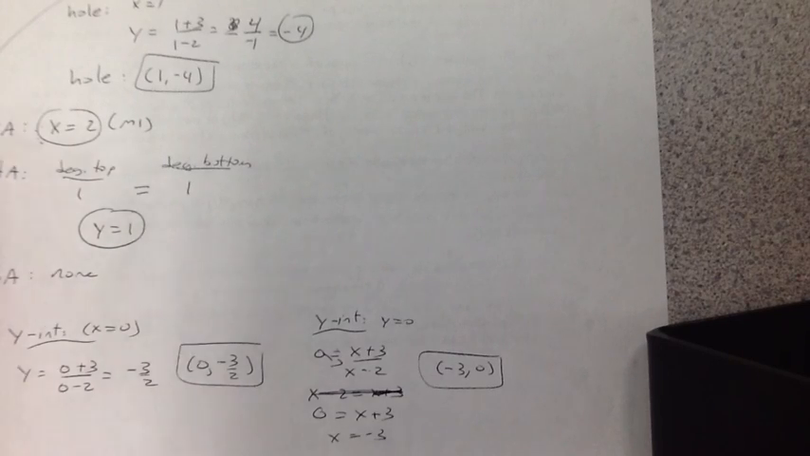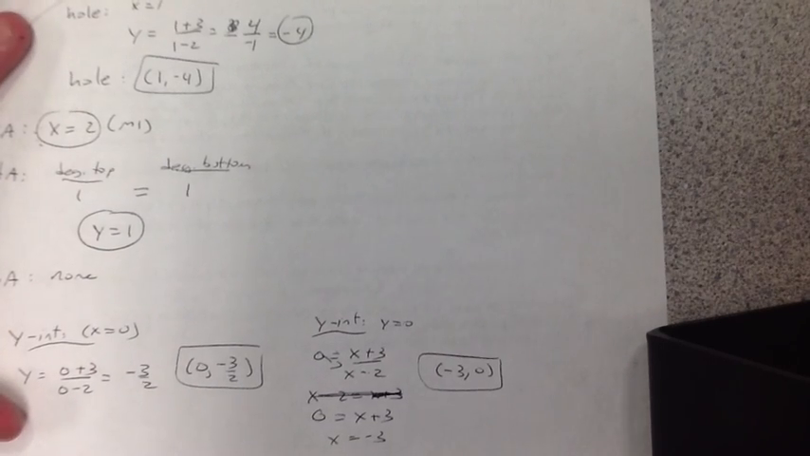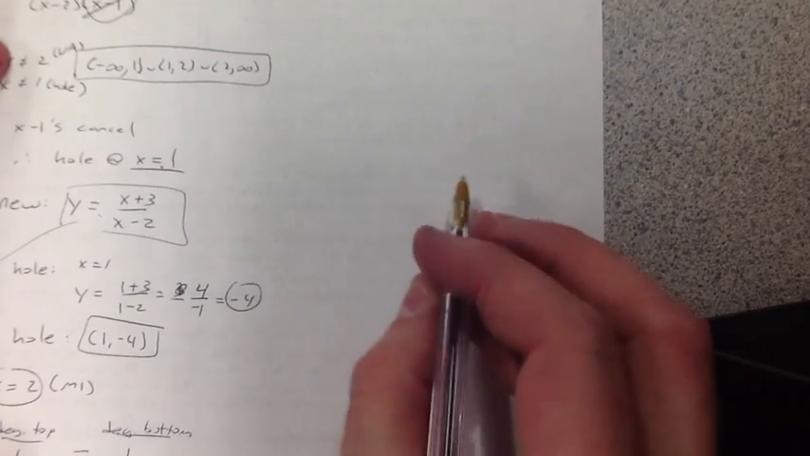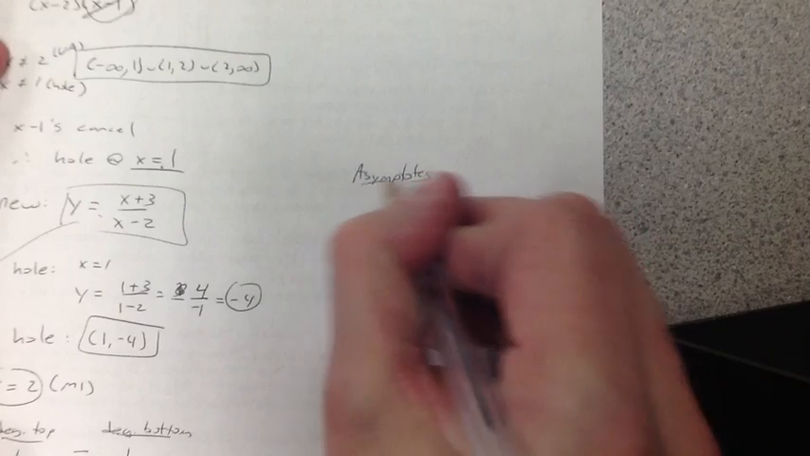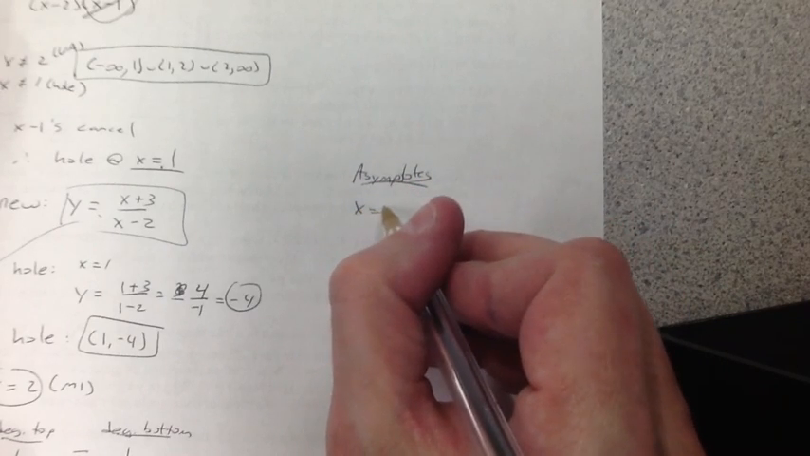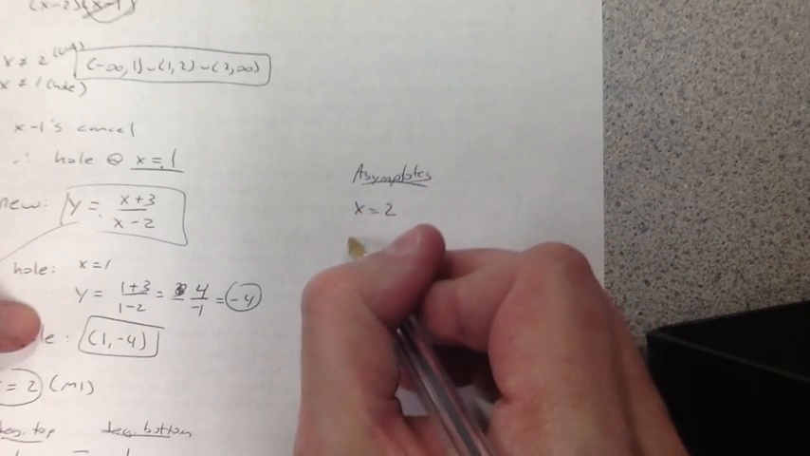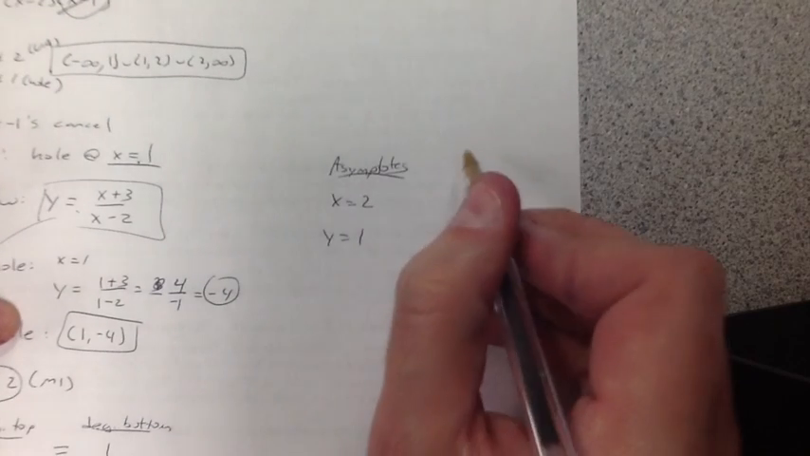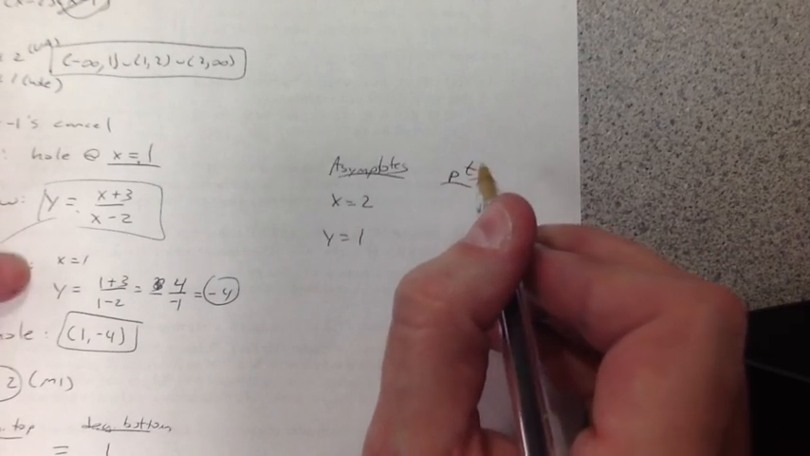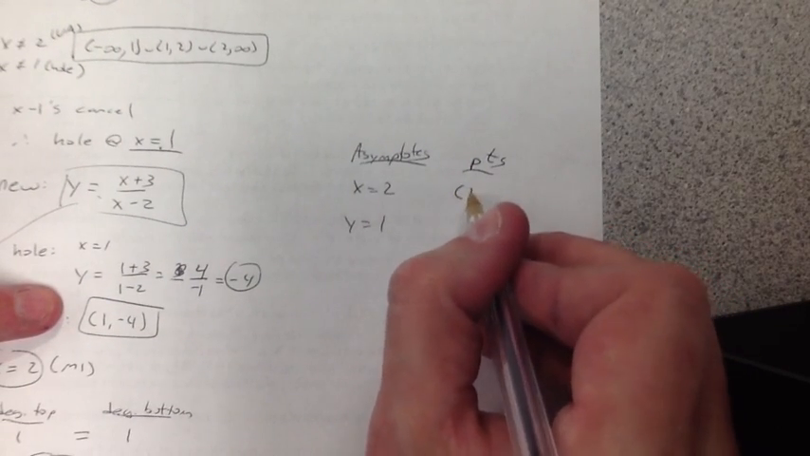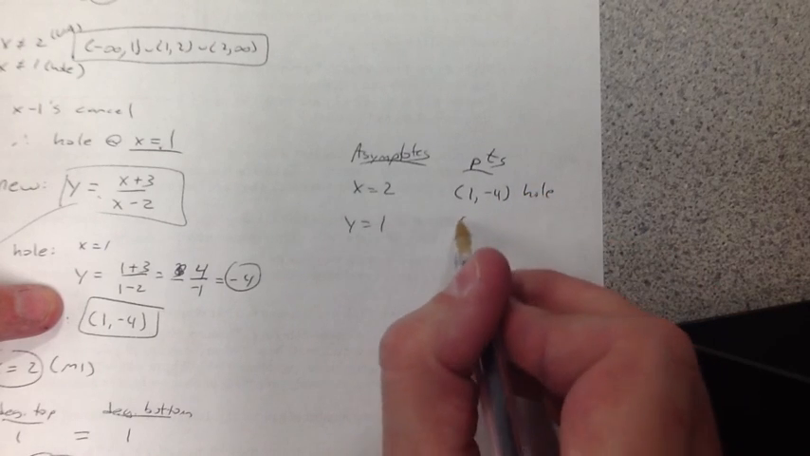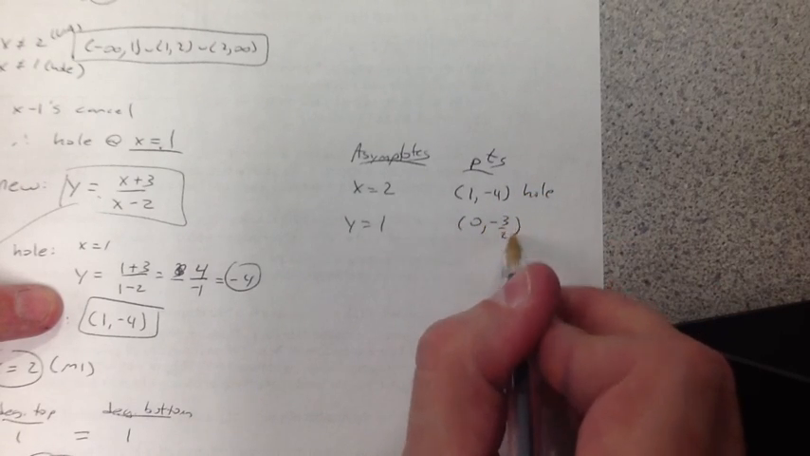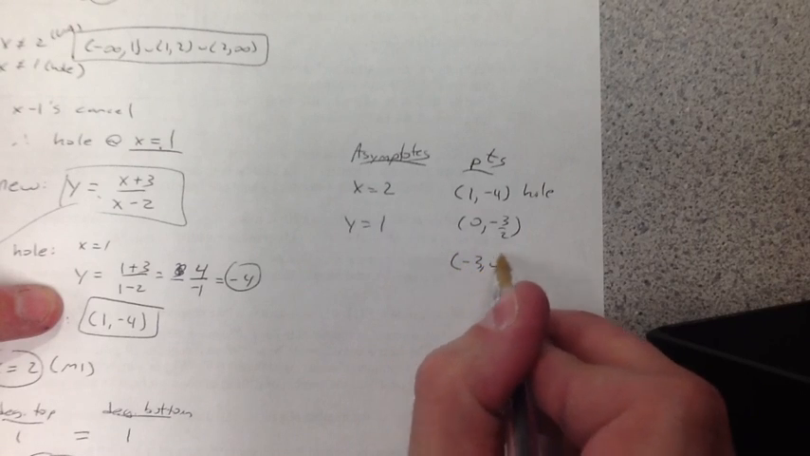All right, that took a while. Go back through and check these if you need to, because now we're ready to graph it. So to graph these, I need any asymptotes. And we have them at x equals 2 and y equals 1. Any points that we came across along the way? Now it's a hole, but it still counts as a point. 1, negative 4. I'll just identify it as a hole. We have the y-intercept, 0, negative 3 halves, and the x-intercept, negative 3, 0.